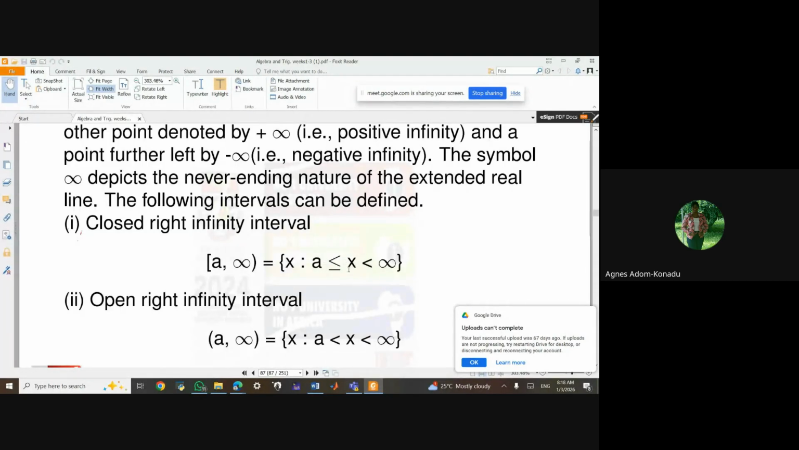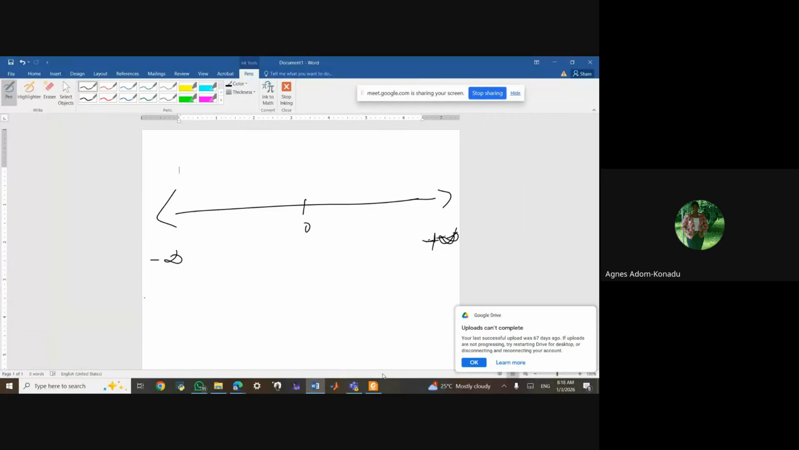So this is x such that x is greater than or equal to a, but less than infinity. In other words, this can be written as x greater than or equal to a.